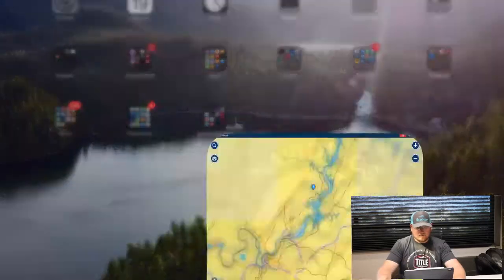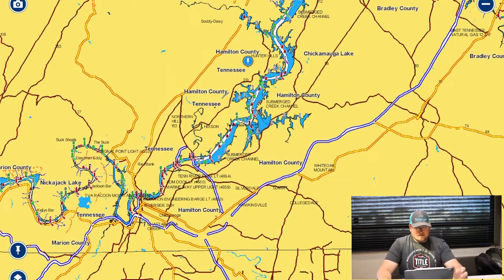And we're going to be using the Navionics app on my iPad. This is a tool that I use all the time. We're going to dive right in here, and we're going to be talking about Lake Chickamauga. We're just going to be using that as an example right now, just because I live here, and I can accurately explain some of the migratory routes that these fish take during this time of year.